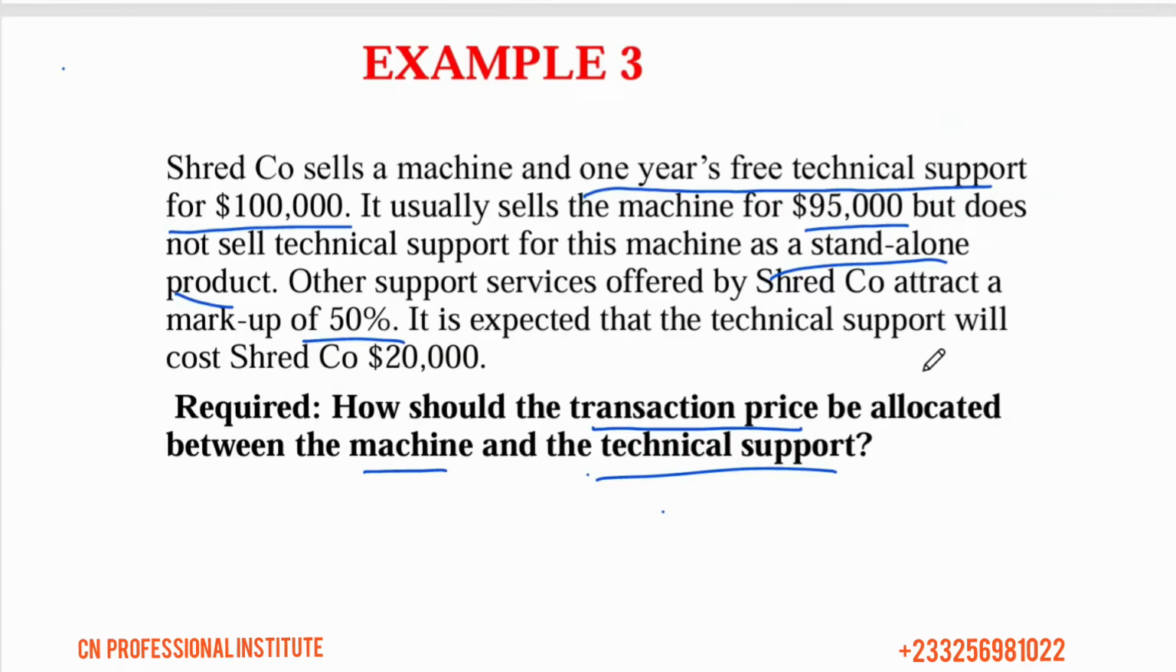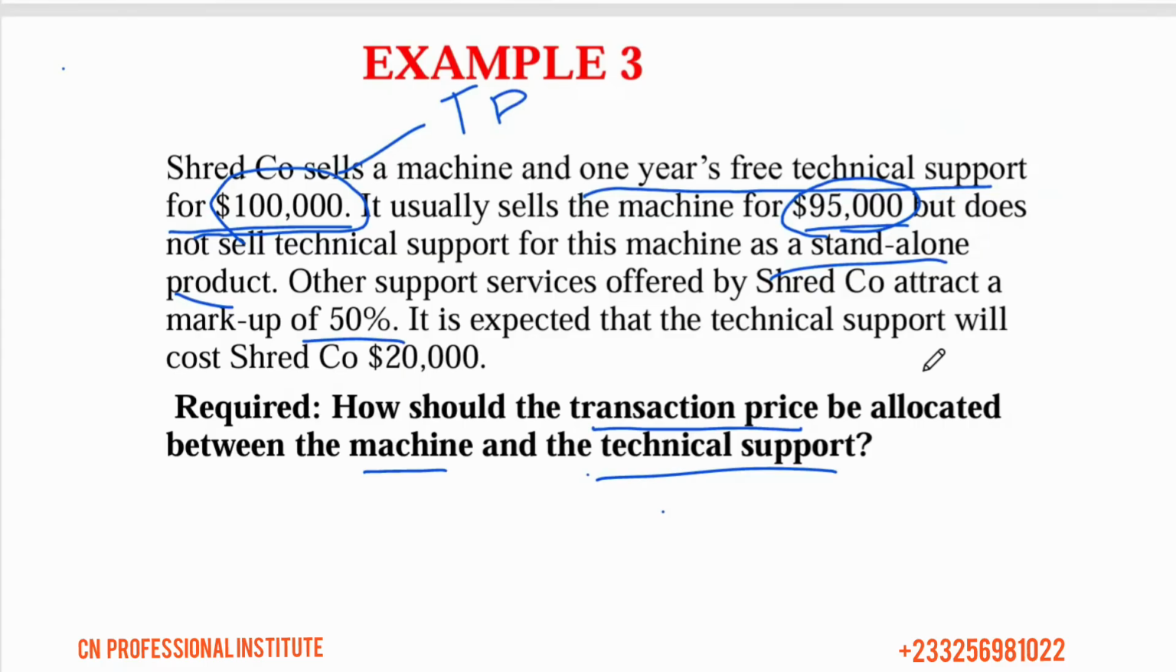So we are doing allocation of the transaction price. In the previous videos, we allocated the discount. Here it says we should allocate the transaction price. So what do we do? This 100,000 is what we call the transaction price, the TP. It says Shred usually sells the machine alone for 95,000, so this is the standalone selling price for the machine. We have to get the standalone selling price for the machine and for the technical support. Then we sum them and we can allocate the discount.